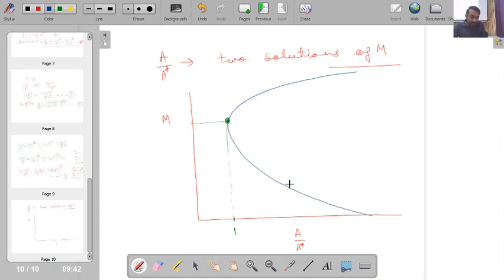Now if you see in this solution, here you are having Mach number less than 1, because this is Mach number equal to 1. So here your Mach number is less than 1, so it means this is a subsonic situation. And here Mach number is greater than 1, so this is nothing but a supersonic situation.